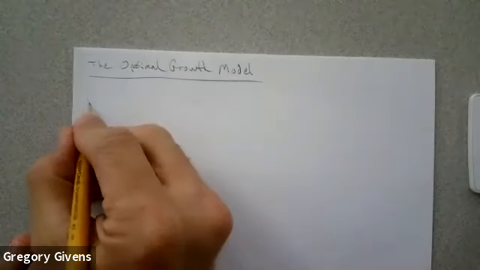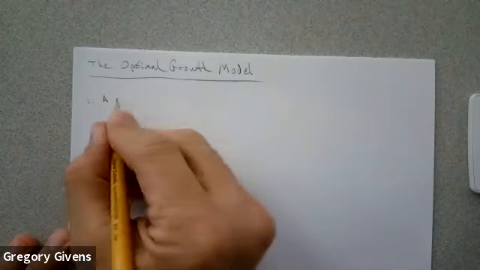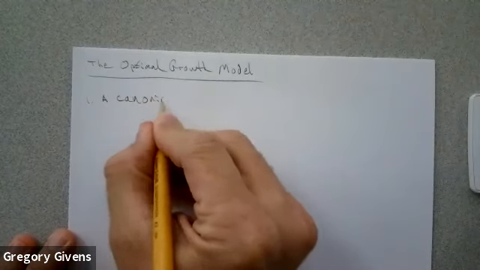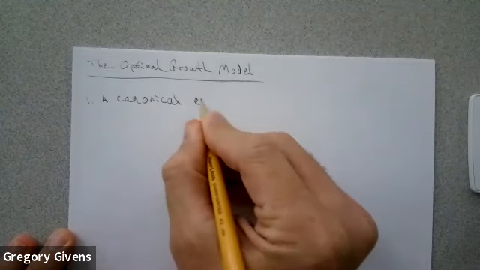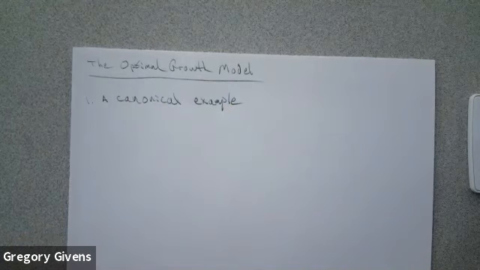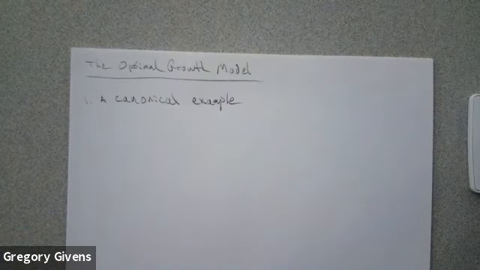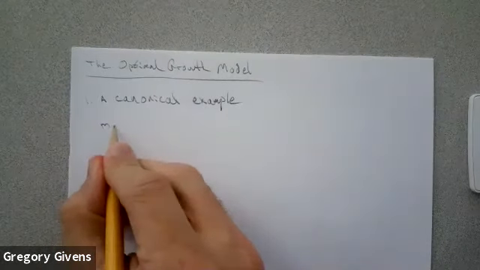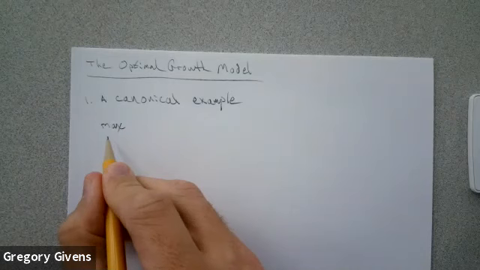Okay, so let's start with the easy example. Okay, so the example that I'm going to work with basically makes 3 assumptions. Here is the statement of the sequence problem.